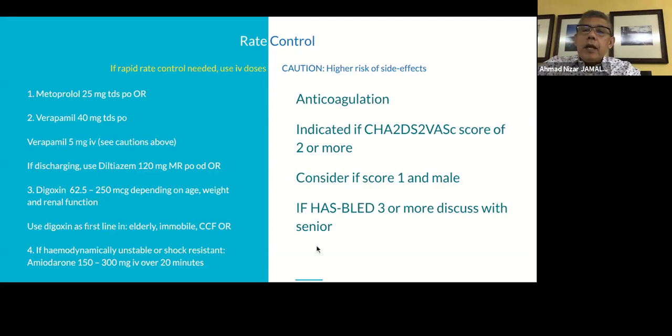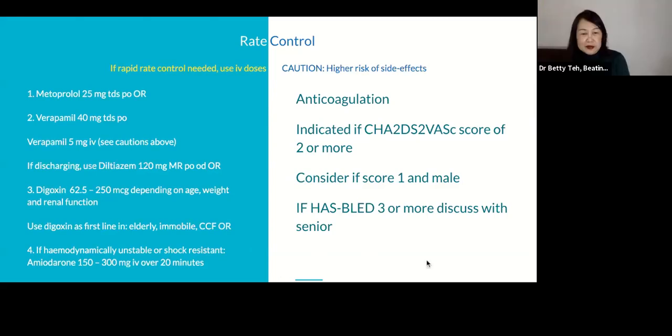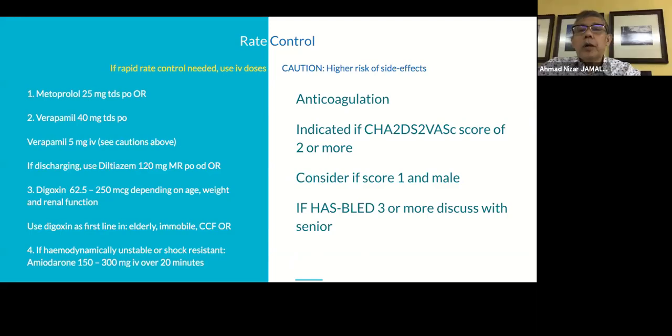Because they are stable, it's not urgently necessary for them to control the rate. It doesn't have to be very quick. But metoprolol acts pretty fast as well. Within 12 to 24 hours or so, you should see the heart rate start to drop. And you can then titrate the dose to control the rate.